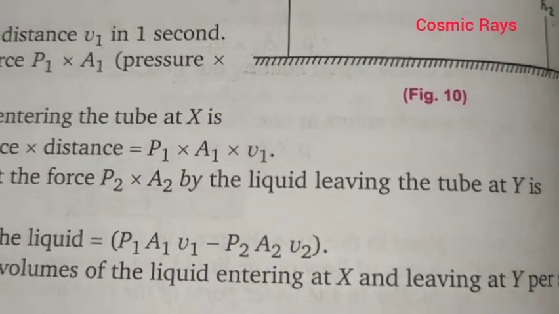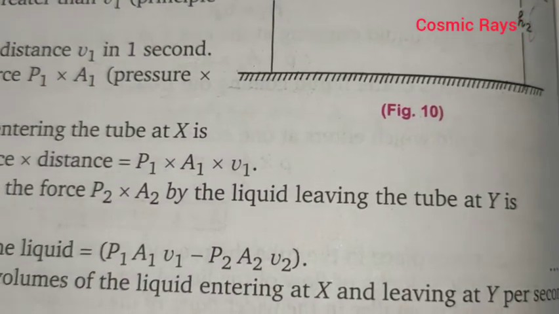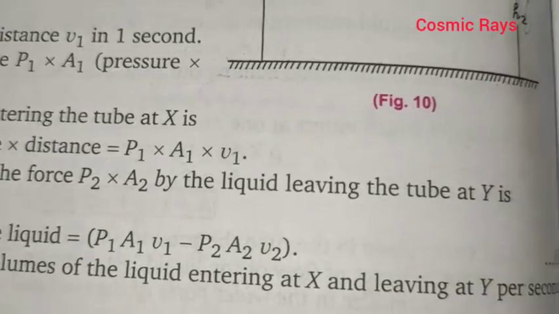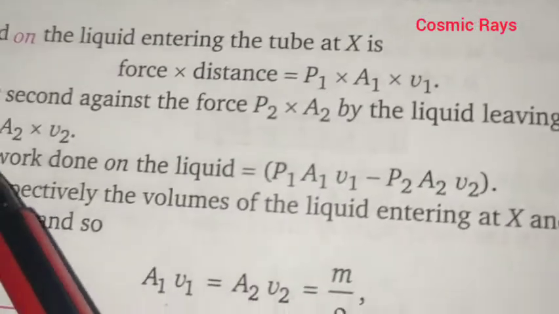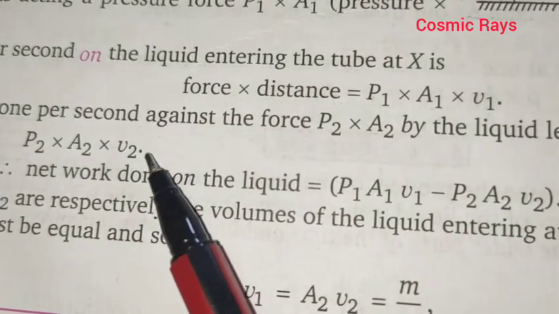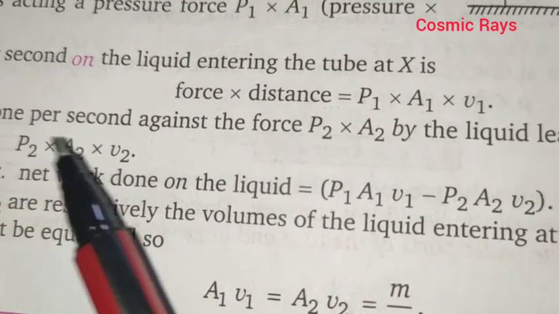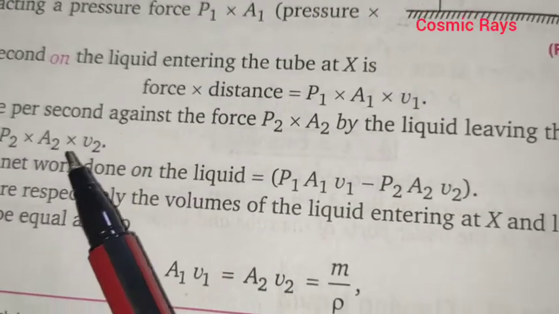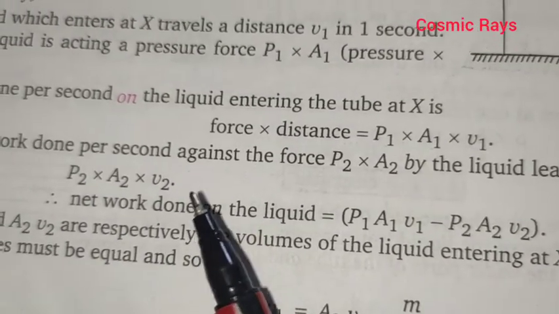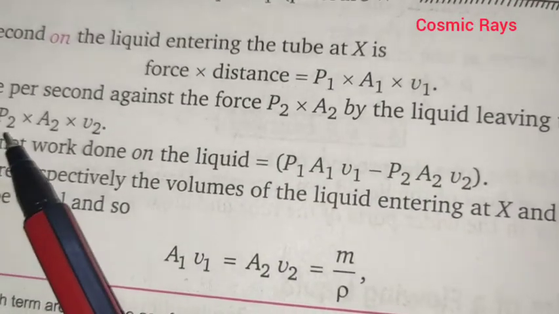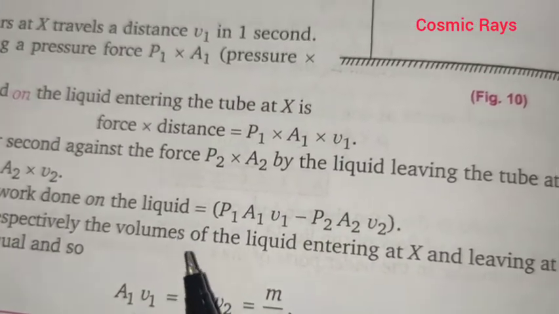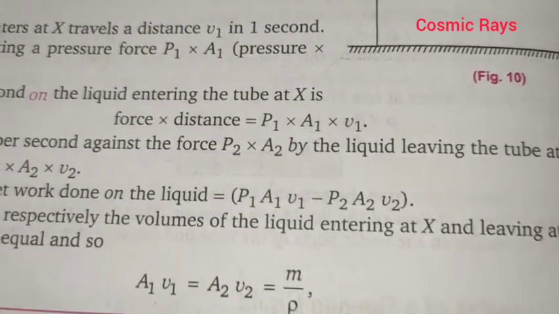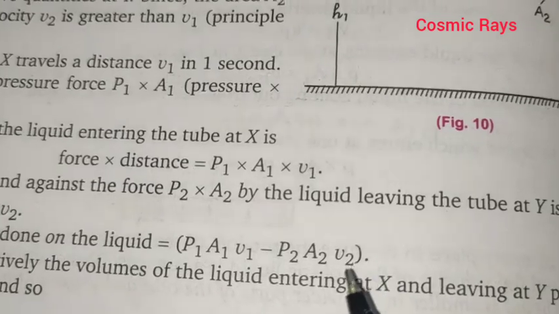Now similarly, the work done at the end Y, which is the end where the liquid is leaving, will be given as P2 into A2 into V2: pressure into area into the velocity at the end 2. Now the net work done on the liquid is nothing but final work done minus initial work done. So final work done is P1 A1 V1 minus P2 A2 V2.